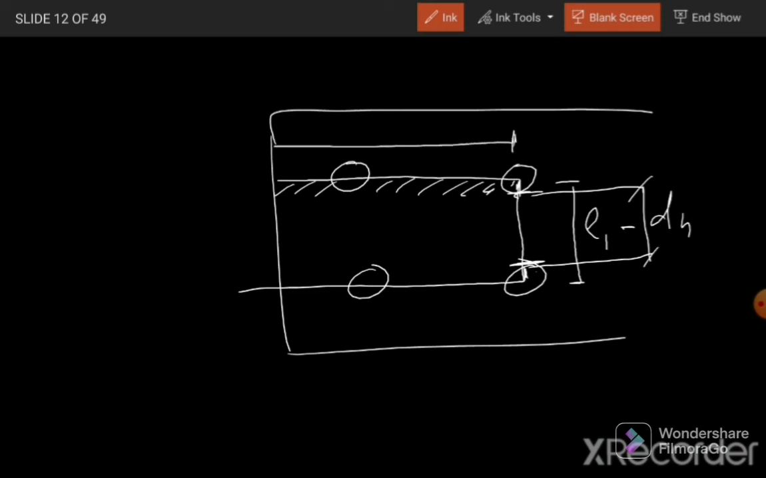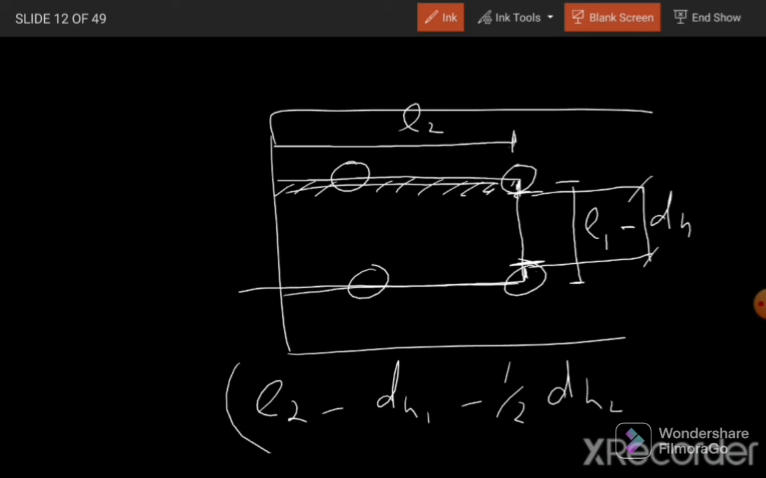And for this side, the area which is under shear, we know the distance from the center of the hole, and it is L2. Then we need to subtract: L2 minus the diameter of hole H1, and minus 1/2 times the diameter of this second hole H2. In this way we can consider the net area, and the area in shear will be twice of this, because this area is also in shear and this area is also in shear. So we need to multiply it with 2 times T, because two areas are in shear.